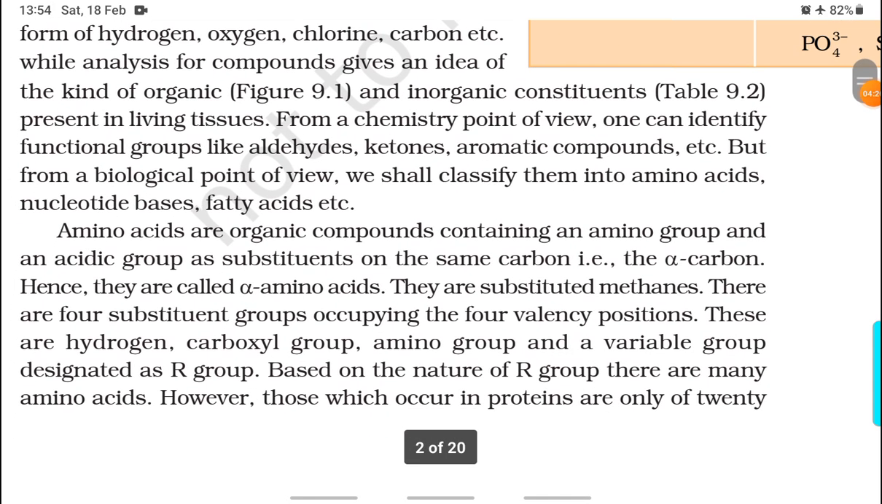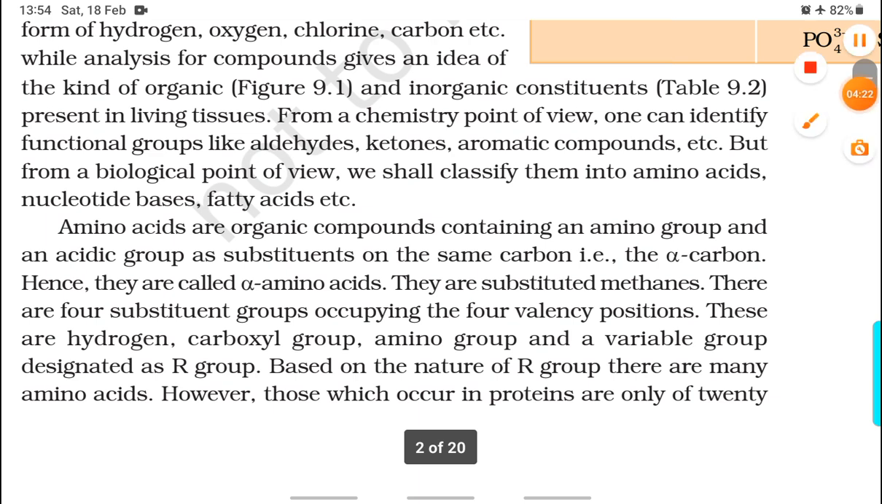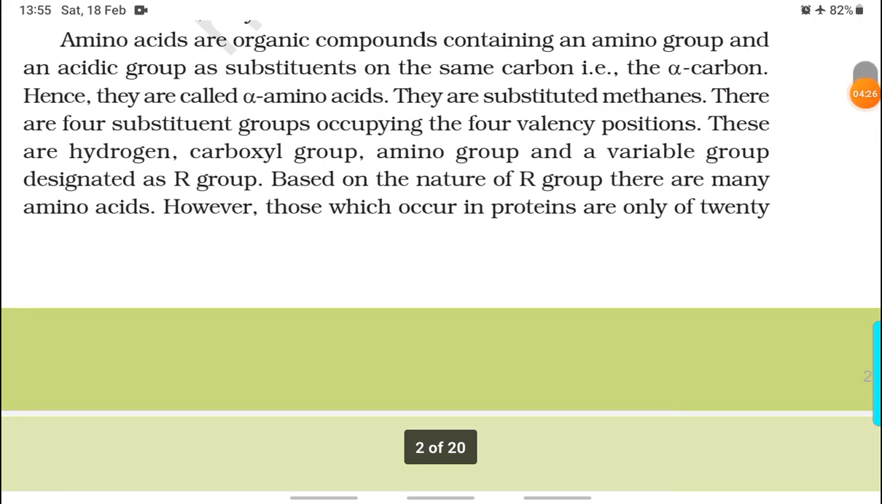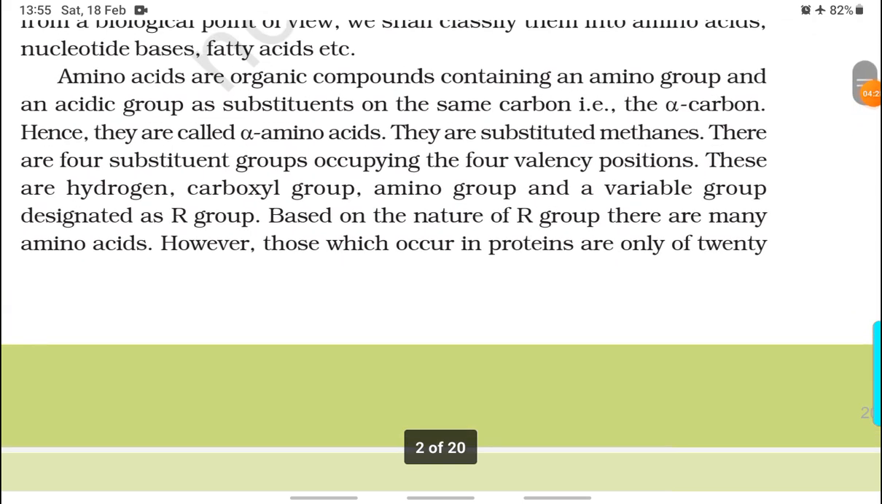Amino acids are organic compounds containing an amino group and an acidic group as substituents on the same carbon, that is, the alpha carbon. Hence they are called alpha amino acids. They are substituted methanes. There are four substituent groups occupying the four valency positions. These are hydrogen, carboxyl group, amino group, and a variable group designated as R group.